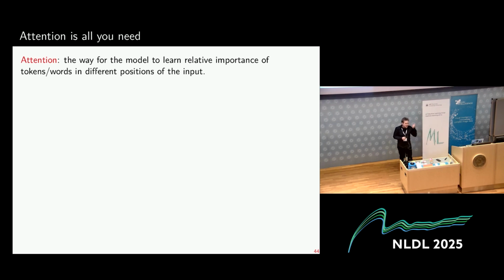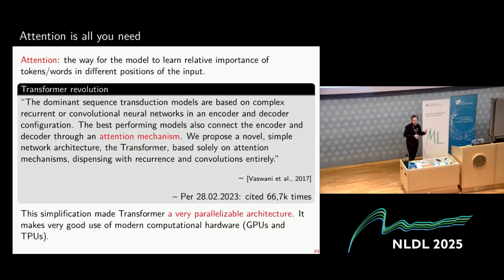But the most important thing is that transformers introduced the thing called self-attention, right? So the way for the model to learn the relative importance of tokens or words in the different positions of the input. So that's the citation from the paper by Vaswani et al. 2017, which introduced the transformer architecture. Back then, they used it for machine translation. Since then, it has been used for, as I have already said, almost any imaginable natural language processing, and not only natural language processing, task in the world.